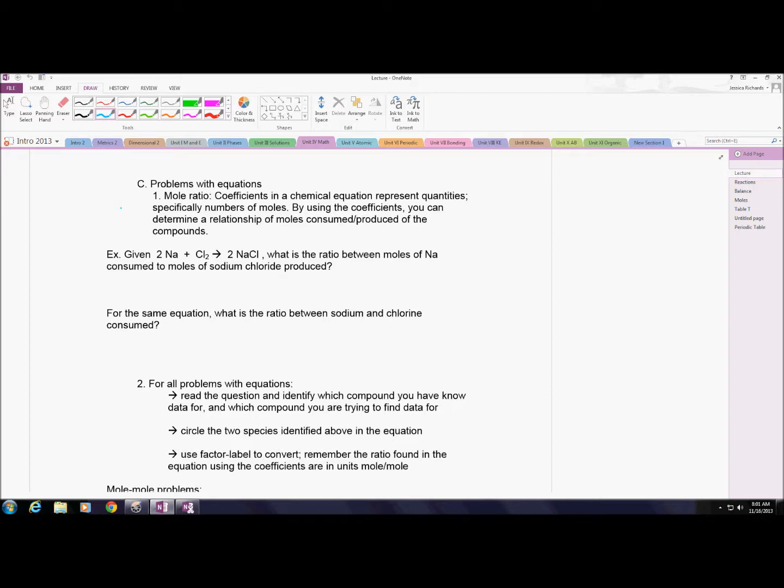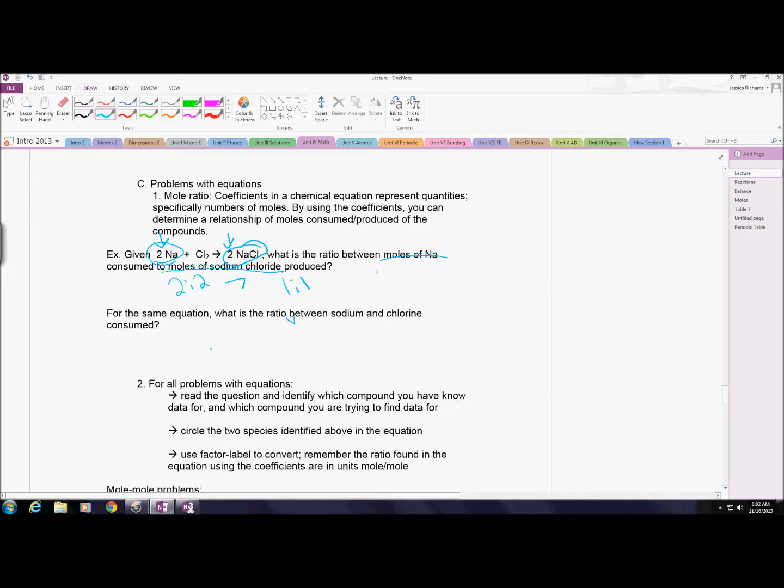So when I look at this equation here, I'm just going to find my cursor. It says that there are 2 moles of sodium plus 1 mole of chlorine gas to produce 2 moles of sodium chloride. And the question wants to know what the ratio is between moles of sodium, so I find that in my equation right here, to moles of sodium chloride produced, and I find sodium chloride right here. And the coefficients are the mole ratio, so I just look those up. So my ratio is 2 to 2, or we reduce that down and it's 1 to 1.